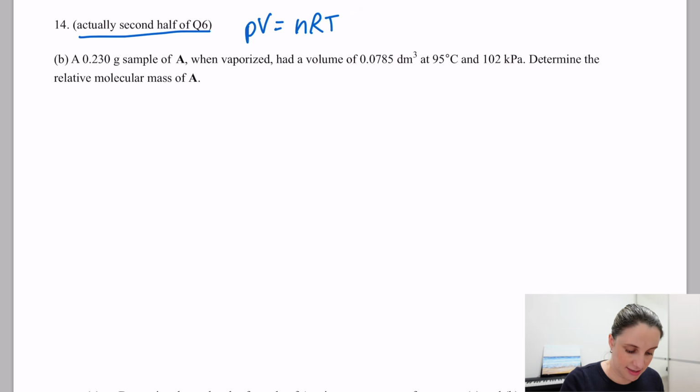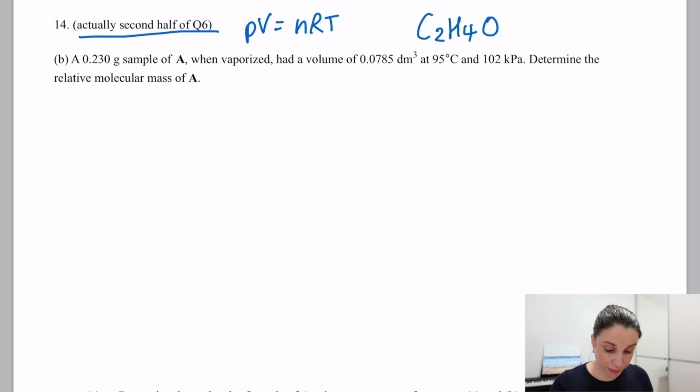And this is the second half of question 6, which was an empirical formula question that we did earlier in this video. And we worked out that the empirical formula was C2H4O. That's what part A told us. So let's see what they want us to work out here. They've given us the mass of the sample, its volume, its temperature, its pressure, and then asked us to work out the relative molecular mass.